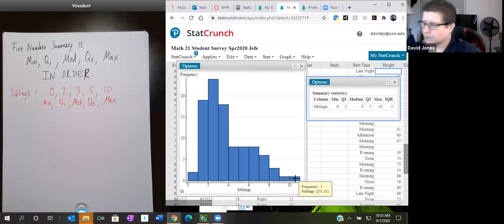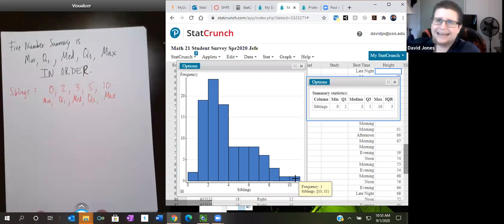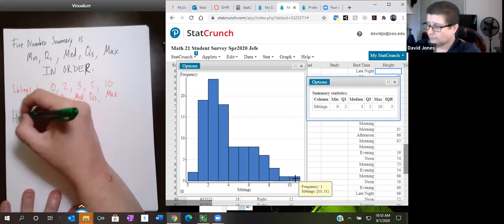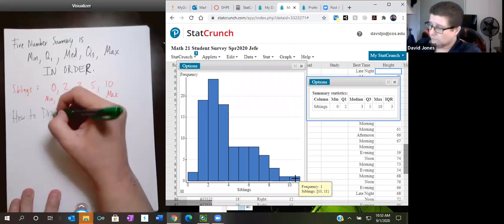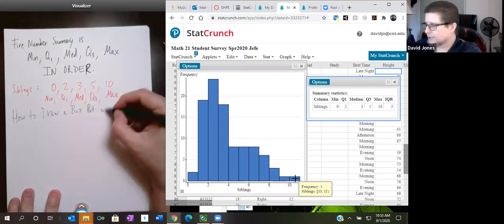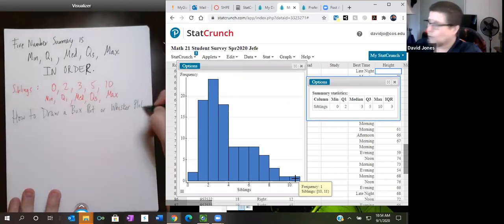Now, how do we draw a box plot? You can sort them by hand and do it to get to this. I recommend throwing it into some statistical software. The one that we use is StatCrunch, and finding it that way. So drawing a box plot. Box plot, or it's also called a whisker plot, or box and whisker plot. It's called a few names.